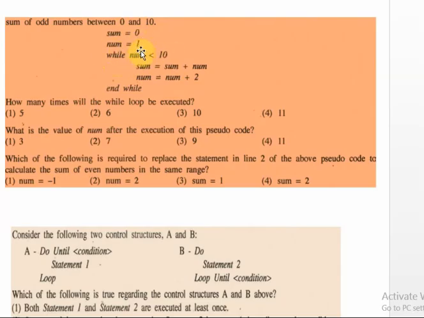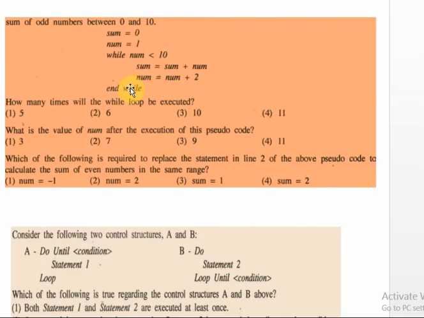Now num is 1, so 1 is less than 10, the condition is satisfied. Then sum is equal to sum plus num. Now the sum is 0. This is the new sum. We say sum is equal to 0 plus num. Num is 1. Then sum becomes 1. Here it says num is equal to num plus 2. Then num is 1. Num plus 2 means this becomes 3.